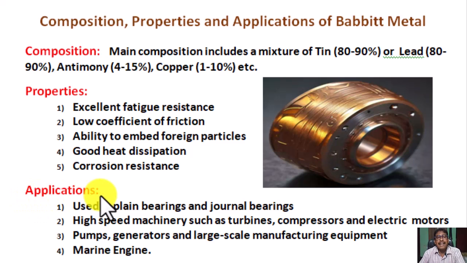Now, application of Babbitt metal. Number 1, used in plain bearing and journal bearing, due to low friction and embeddability. Number 2, high speed machinery such as turbine, compressor and electric motor. That means where minimum lubrication and low wear are important.